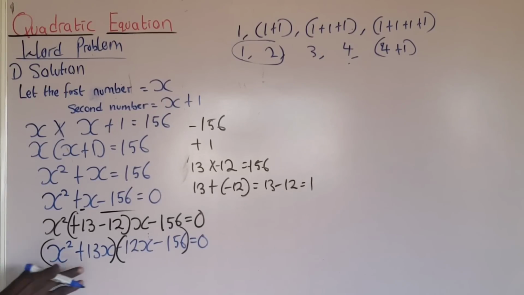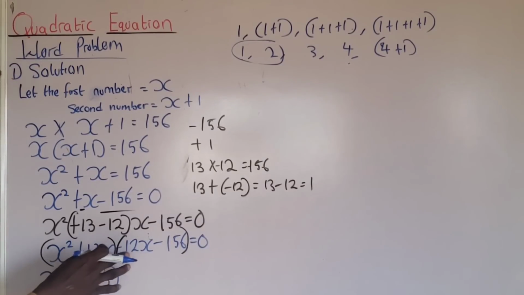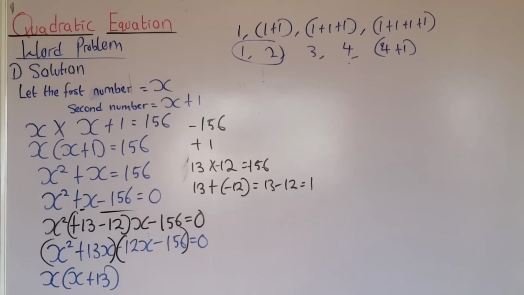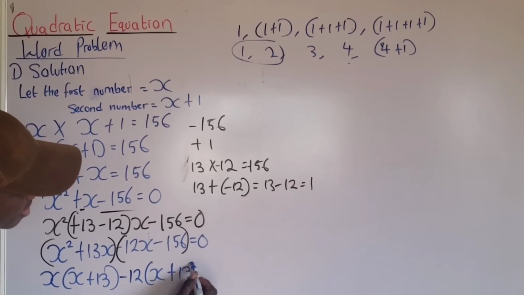Now I'm going to factorize each part. Let us start with the first part. What is common to x squared and 13x? X is common, so I'm going to have x into bracket x plus 13. Are you paying attention? Now, what is common to negative 12x and negative 156? Negative 12 is common, so I'm going to have minus 12 into bracket x plus 13.